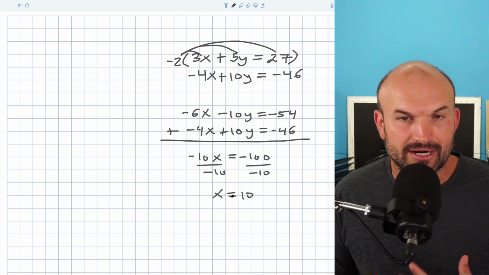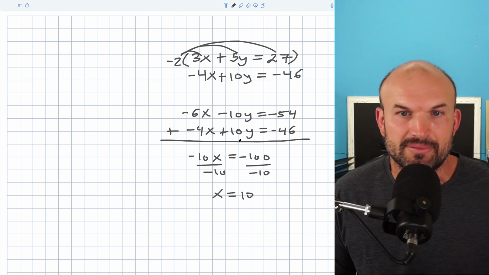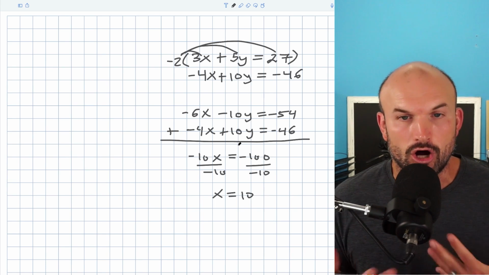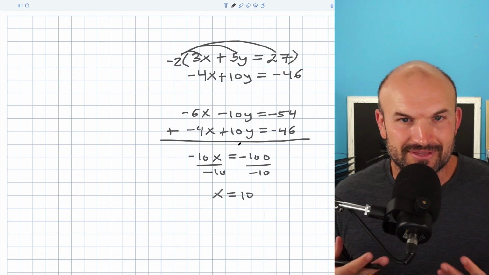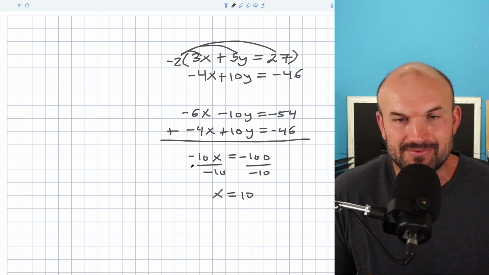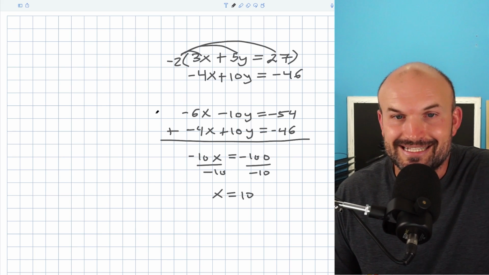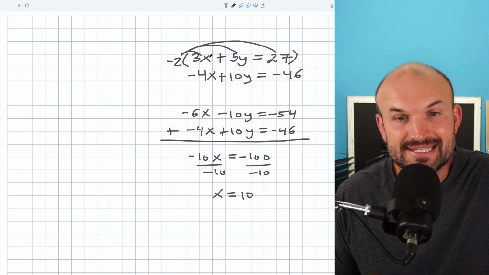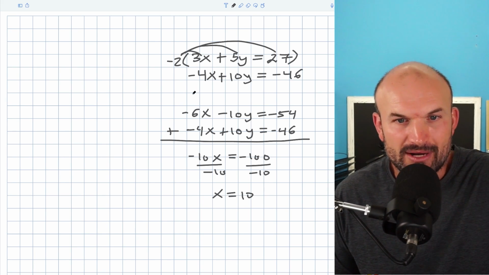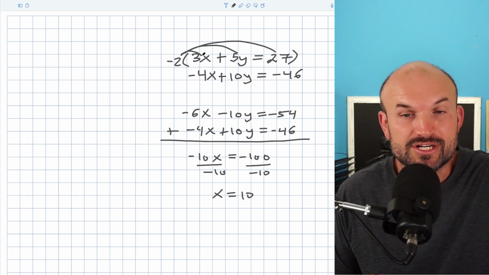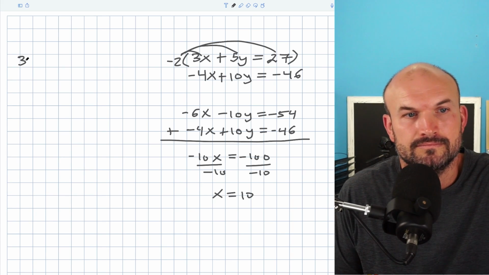Now, in this case, when I want to solve for y, I have to pick the top or the bottom equation. And I think you would agree, whenever all my variables have coefficients, I don't think there is an easy choice here. So I would just recommend, if you don't know which one to pick, then maybe just pick the top equation. So what I'm going to do is replace the x in the original equation, not the one where I multiplied by negative 2, but in the original equation with a 10.